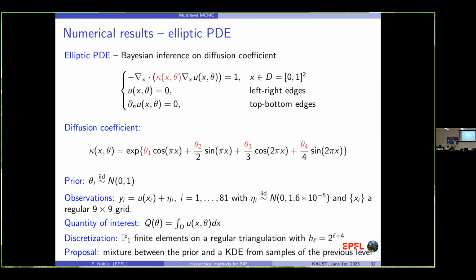Test case with four parameters. The observations were of the solution U on a grid of 9 by 9 points, polluted by some Gaussian noise. The quantity of interest we were looking at was just the integral of the solution over the domain. And in this case, we looked at, as a proposal, a mixture between the prior and the kernel density estimation based on the previous samples.